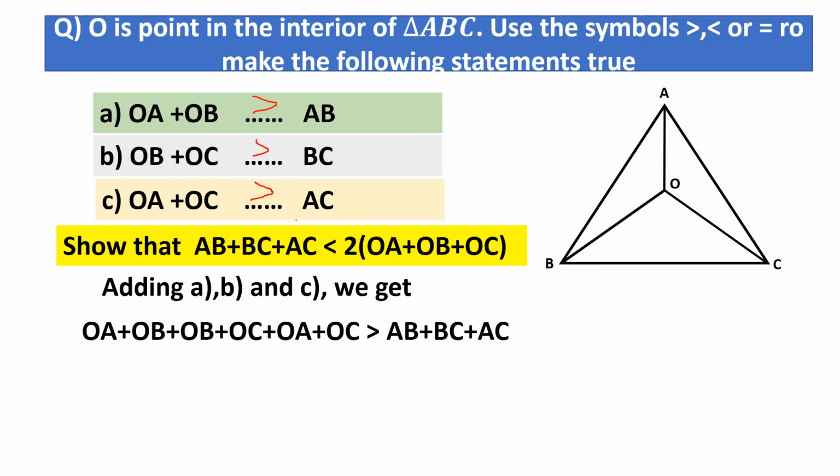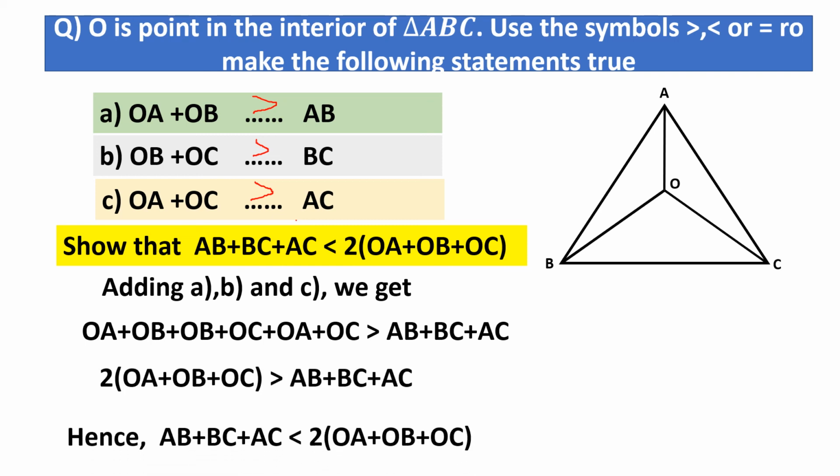You can see there are two OA terms, two OB terms and two OC terms. After simplifying, what you get is 2 times of OA plus OB plus OC will be greater than AB plus BC plus AC. So reversing the relation, the greater symbol will become smaller. So this is how we prove the problems of it.